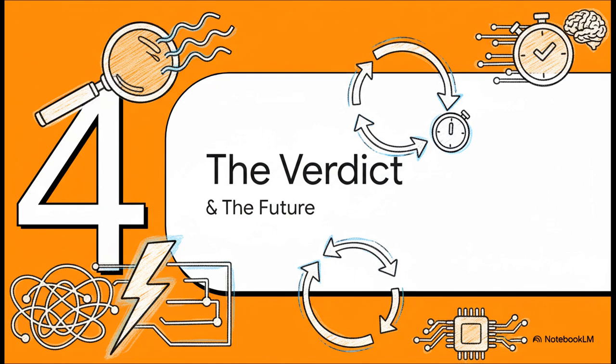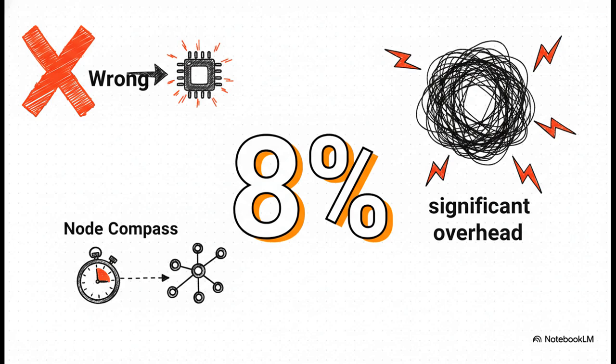So, okay, we have this incredible tool that can see the invisible and solve what used to be impossible problems. But what's the catch, right? There's got to be a catch. Surely digging this deep has to slow the whole system down to a crawl. Nope, not even close. The performance hit from running Node Compass is, wait for it, about 8%.